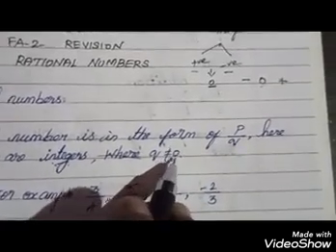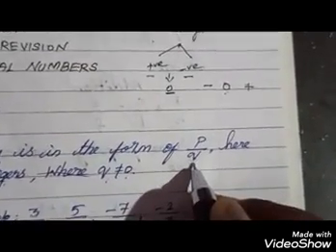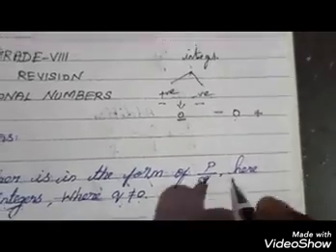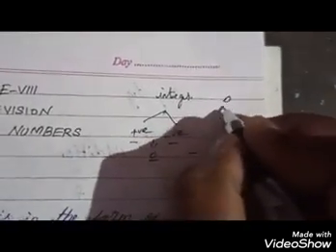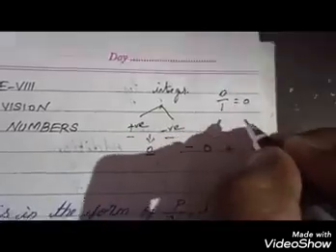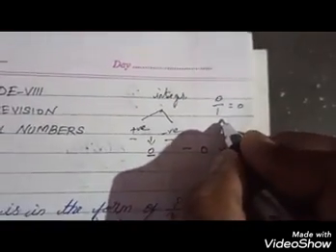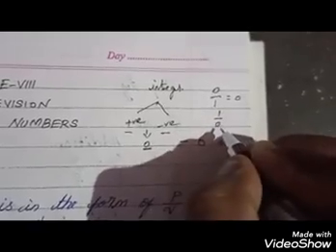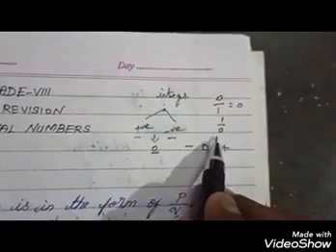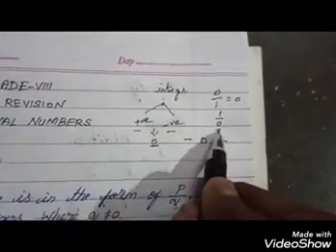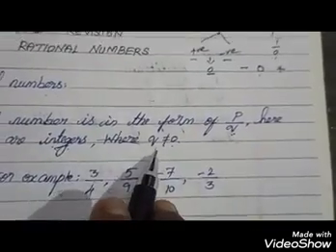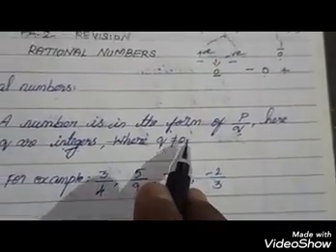Why did I say q is not equal to 0? Here q is in the denominator. You already know that 0 divided by anything is 0, but there is no explanation regarding anything divided by 0. So that's why the denominator is never 0, and I have to inform you that q is not equal to 0.